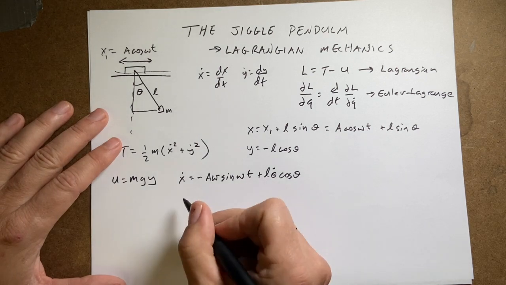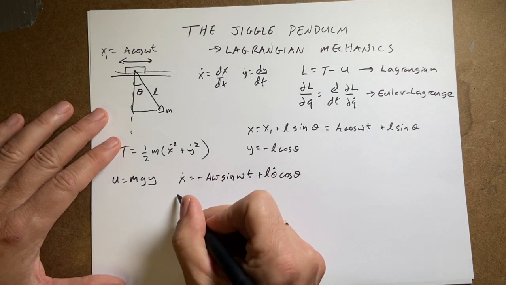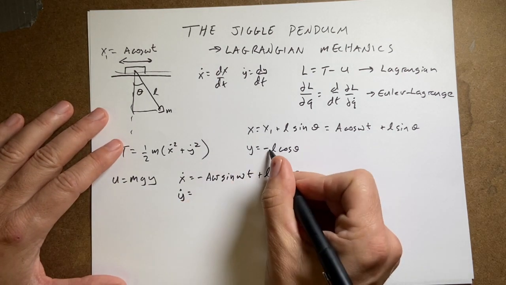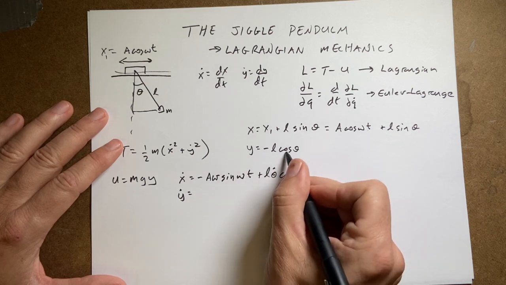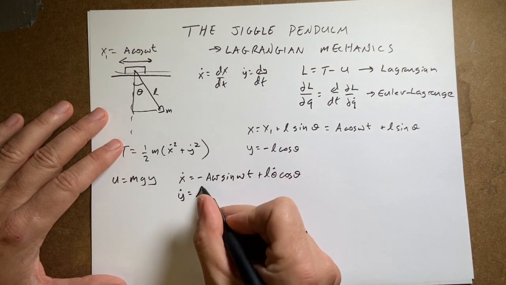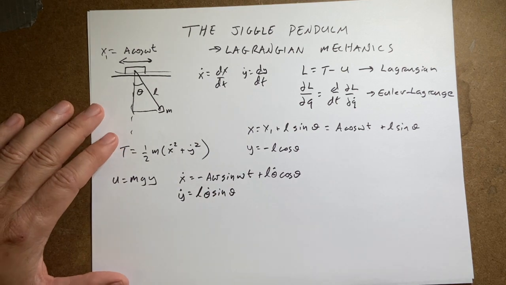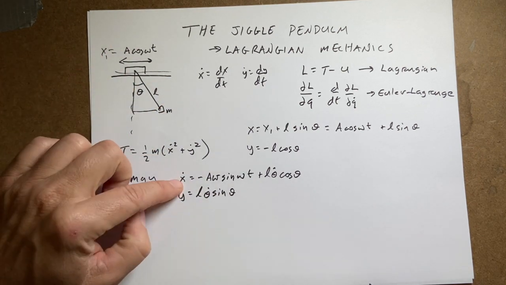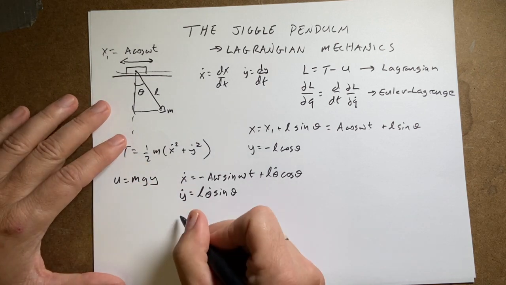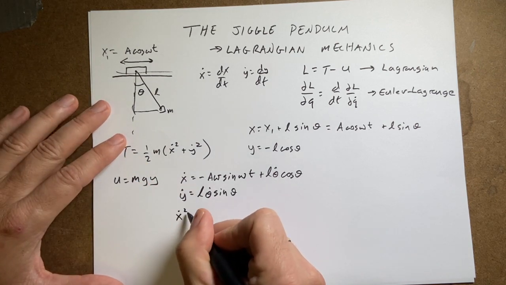Now let's do the same thing for y. Y dot is going to be pretty easy. The derivative of cosine is negative sine, so I get L theta dot sine theta. Now I need to square x dot, square y dot, add them together, so I get x dot squared.